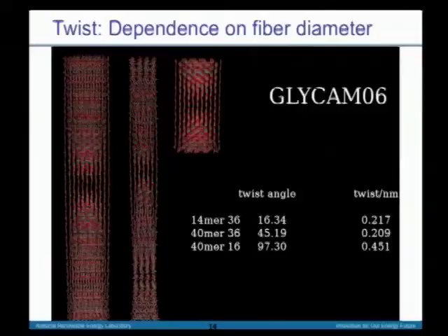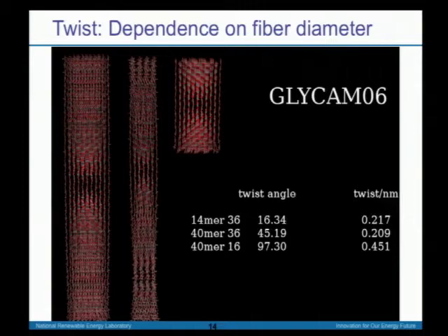And this just gives you an idea that we can, in fact, reproduce the idea that the size of the fiber changes the amount of twist. When you look at these two 40-mers, one with 36 chains and one with 16 chains, you get twice as much twist out of the one that's smaller.